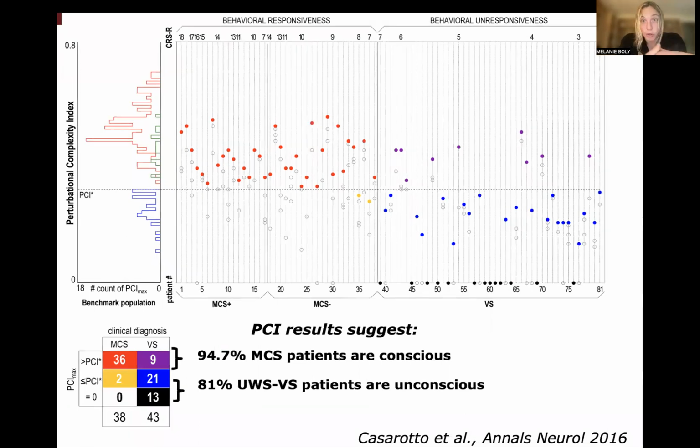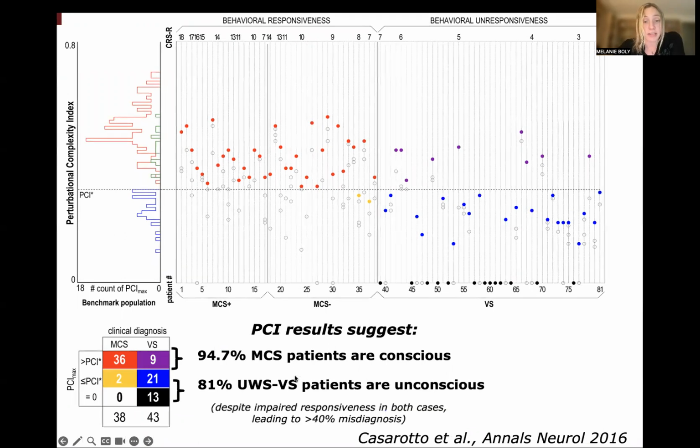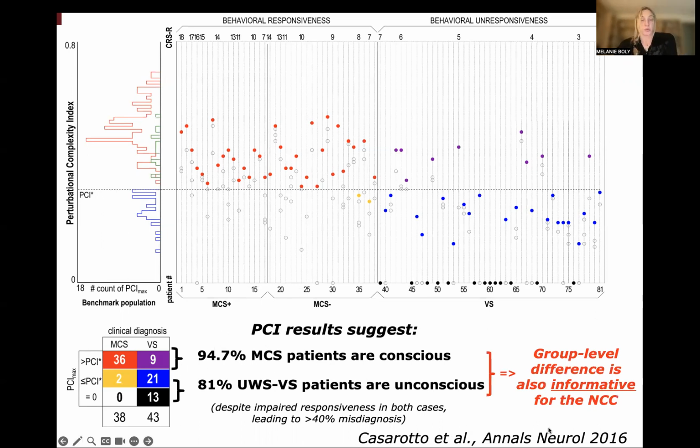Another interesting point when we compare these patients with disorders of consciousness is that there is a marked difference in brain function between patients in minimally conscious state and patients in vegetative state. And because EEG tells us that these patients are fully responsive, but there's a big difference in consciousness between them, we can also look at group level analysis for differences in brain function that can tell us about consciousness. So the group level difference is also informative for the neural correlates of consciousness, or NCC.